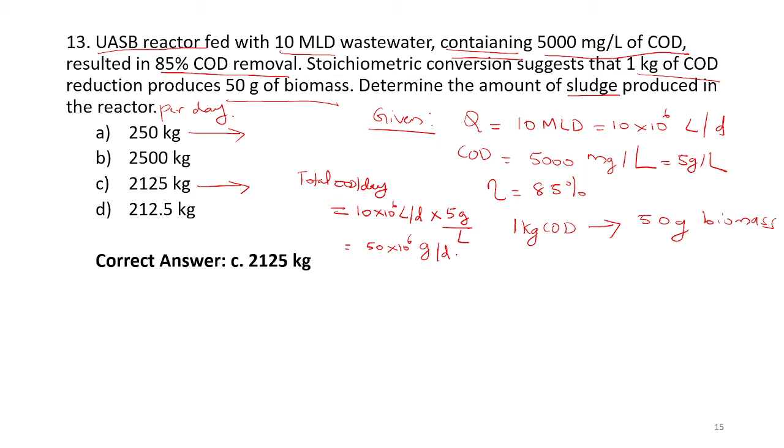...into 10 raised to 3 kg COD per day. So our USB has to treat this much amount of COD, and it is said that the removal efficiency is 85%. So let us see how much COD is removed. Only 85% of this much COD will be removed in the USB reactor.